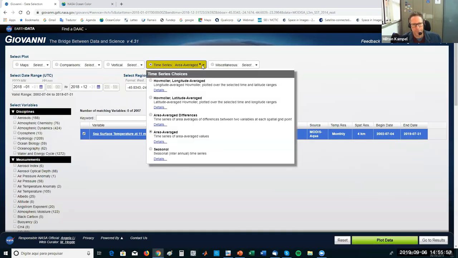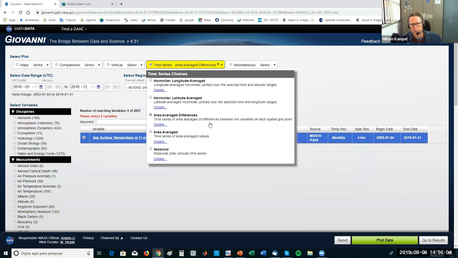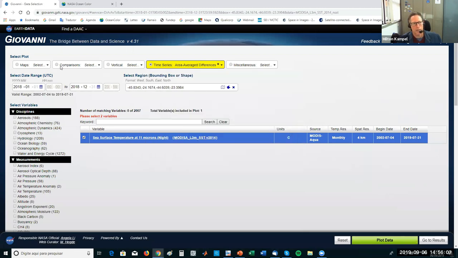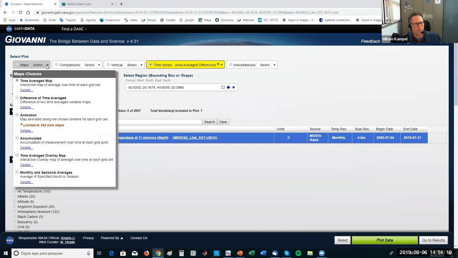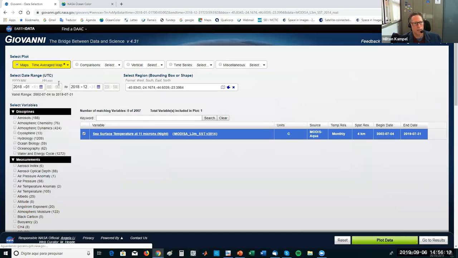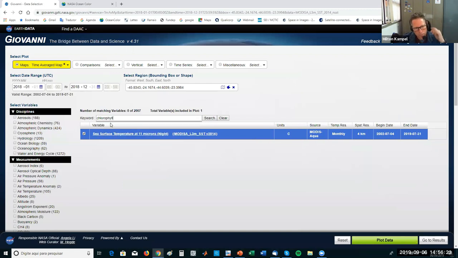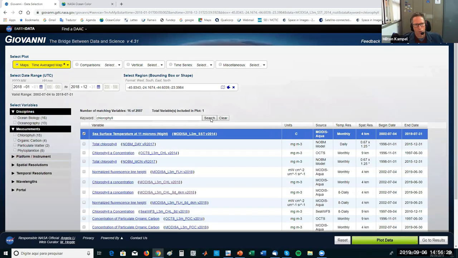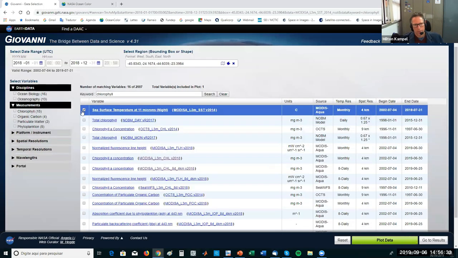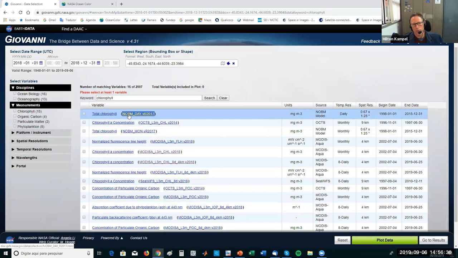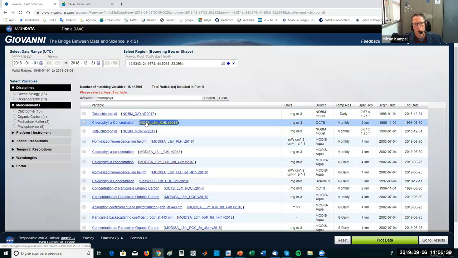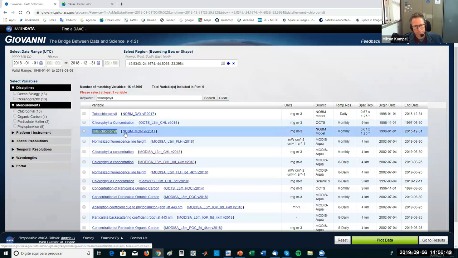Let's try another one. For example, area differences, as I have shown you before, or instead of this, let's take a map, time average map. Okay, here it is. Now, let's try chlorophyll search. Okay, let me take this out. So total chlorophyll, this is data from a model. OCPS is another ocean color sensor.